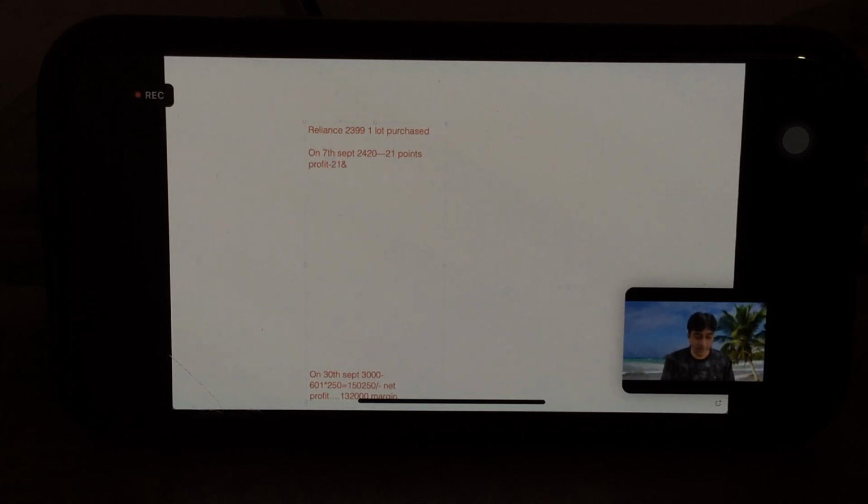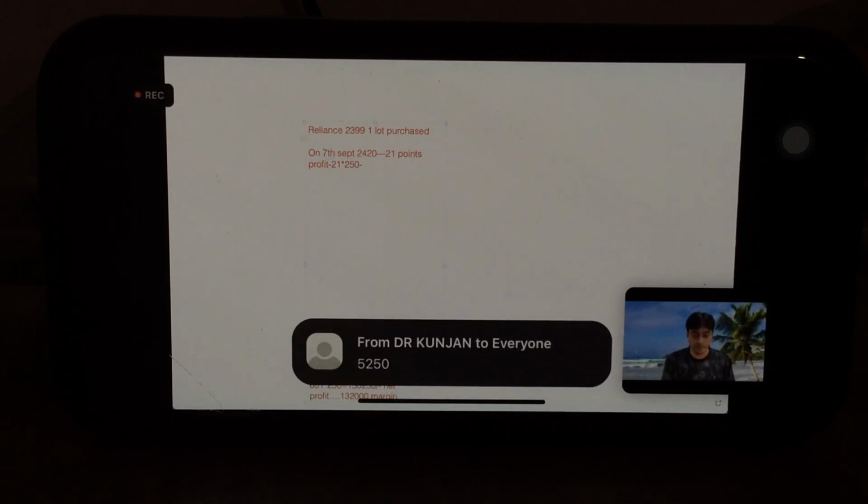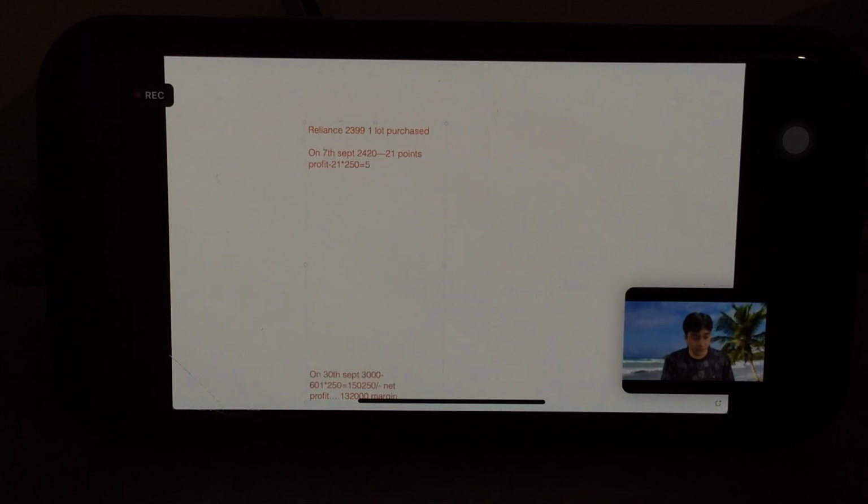So 21 multiplied by 250. So that will be 5,250. Right? This amount will be credited in your account on 7th September evening. This is called as M2M, mark to market.